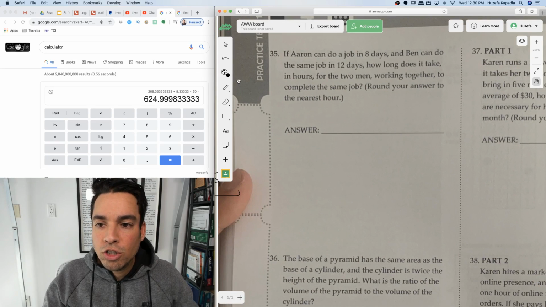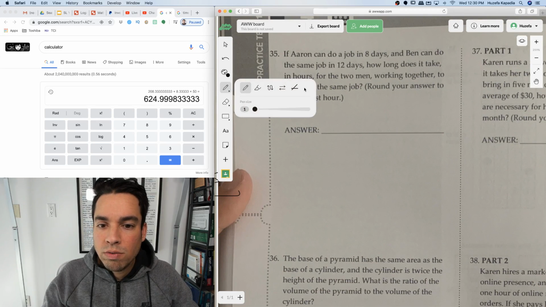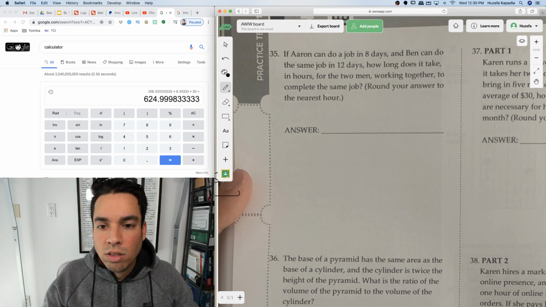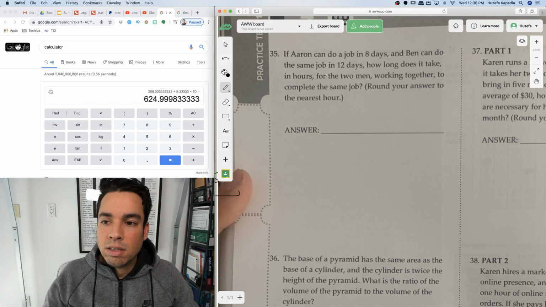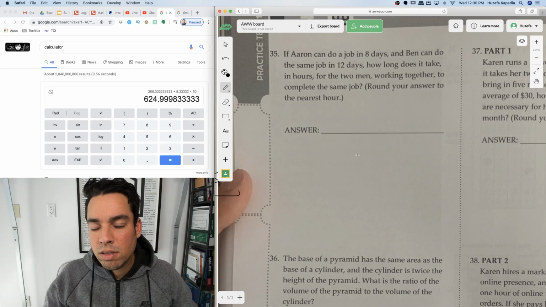35. If Aaron can do a job in 8 days and Ben can do the same job in 12 days, how long does it take in hours for the two men working together to complete the same job? Round your answer to the nearest hour. Oh, yeah, this is that.